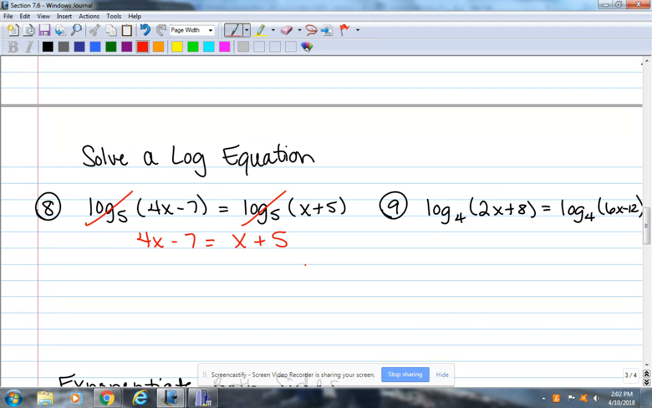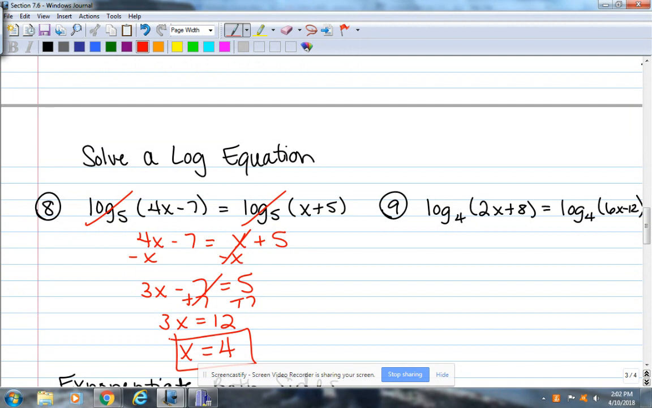And then you just get your x's together. How are we going to get those x's together? Subtract x on each side. It's 4x minus x. Minus 7 equals 5. Then we add 7 to both sides. 3x equals 12. Divide by 3 and x equals what? That's it. So if the log is the same on both sides, you just cancel them out, and then just set the two things in parentheses equal to each other and solve for x. Those are really simple. Let's do another one. If you can't read this over here, it says 6x minus 12.